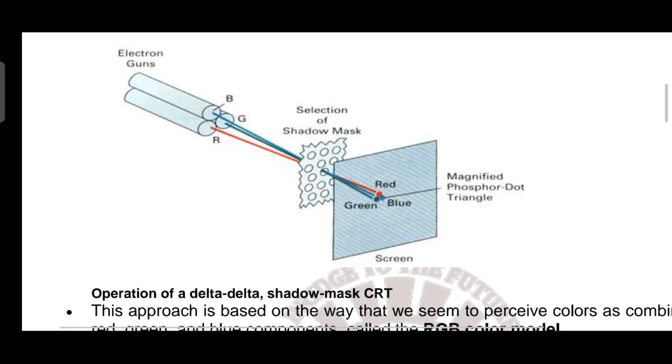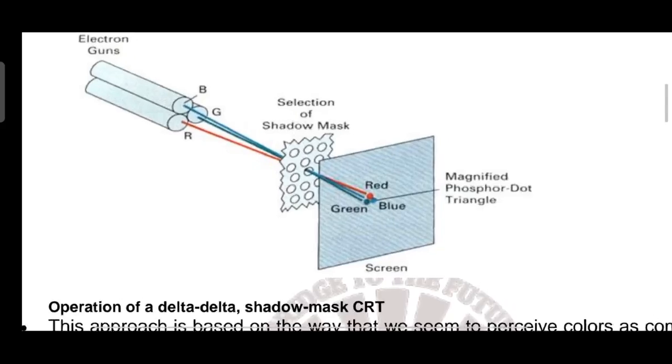And then the selection of the shadow mask, that's the focus here, no? So the focus we considered earlier in the previous diagram is the same thing marked here, selection of the shadow mask, which will produce the specific light over the phosphor screen, either red or green, or otherwise maybe blue. So the magnified phosphor dot triangle is shown here. Okay.